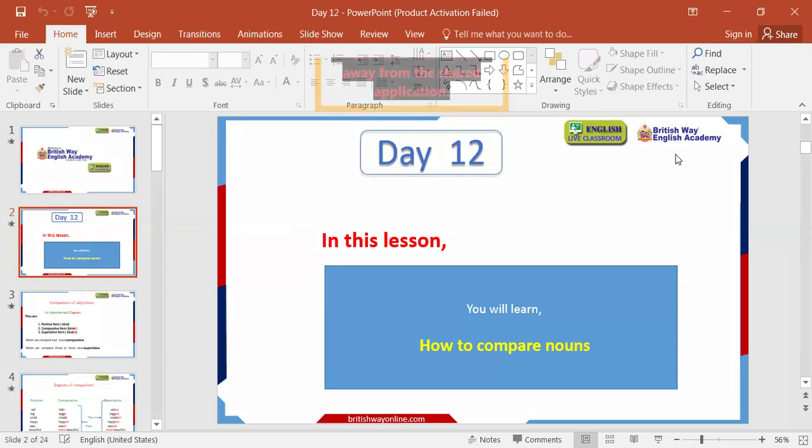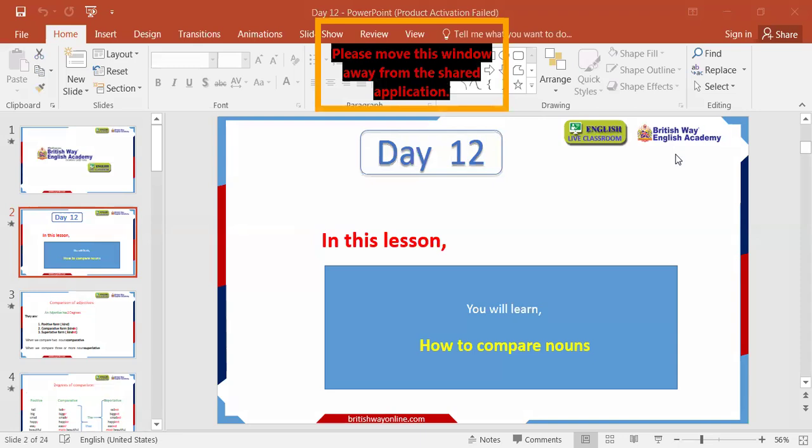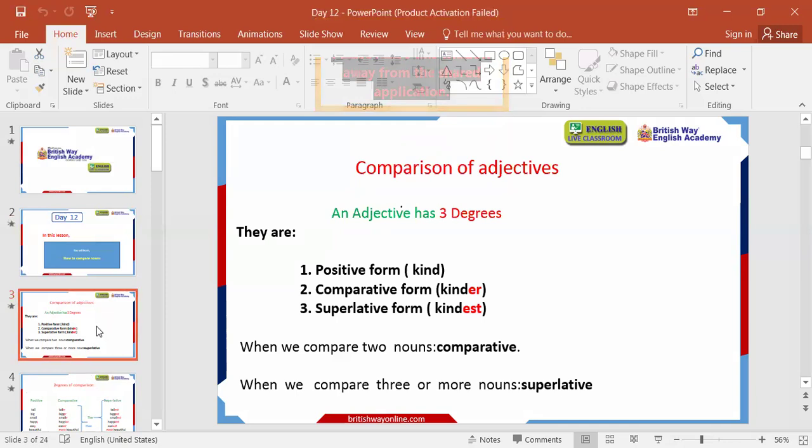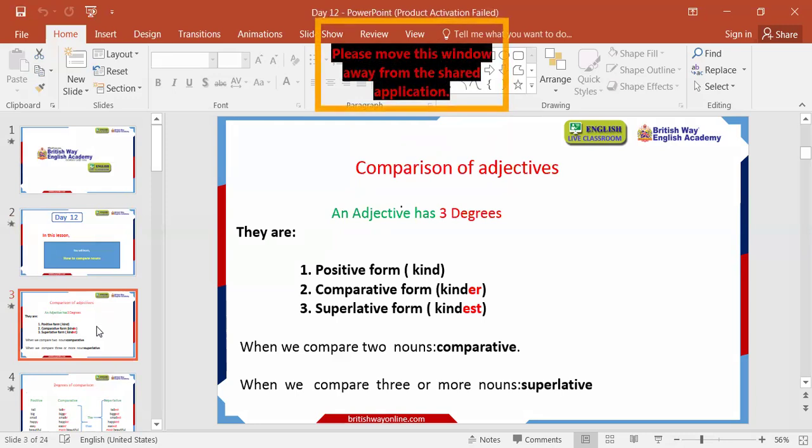What do you mean by compare? Yeah, compare nouns, right? When we compare, we use their qualities, right? We use some others' appearance, right? So for that we can use adjectives.